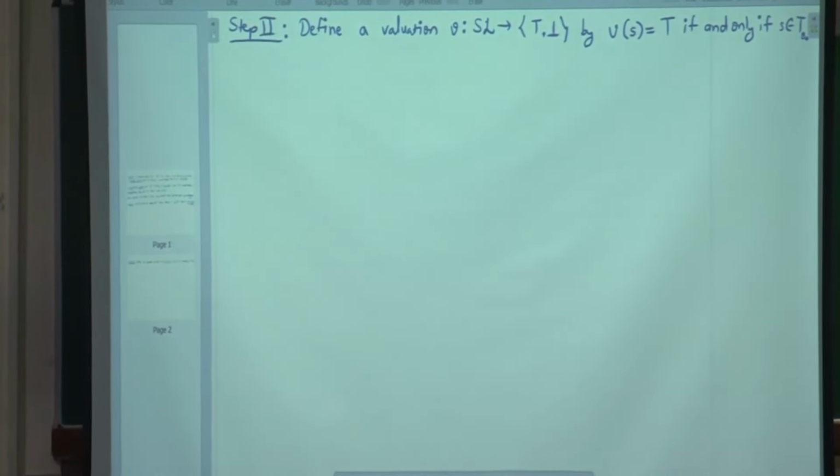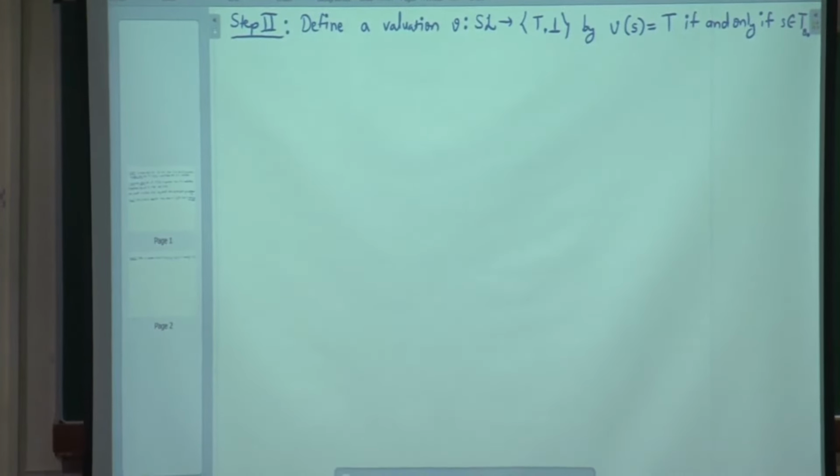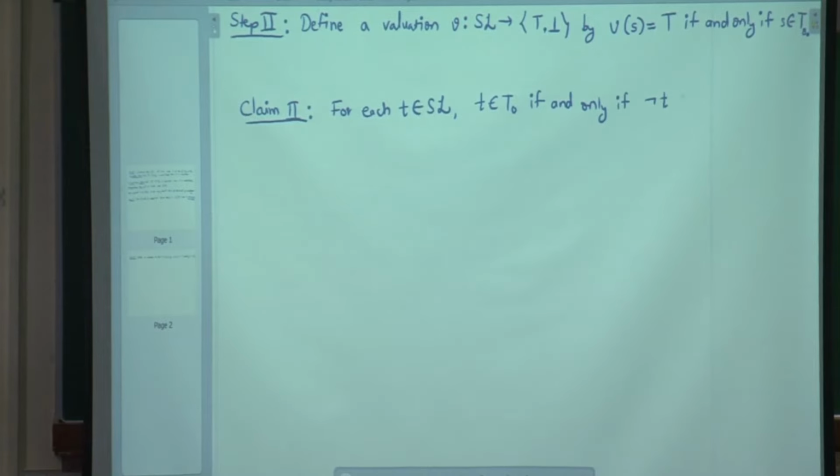Okay, so we are supposed to prove something. So let me write down a bunch of claims. So claim 1, I am going to leave some space for now. Claim 2. We are going to prove 3 claims, and after that we are done. So claim 2: for each T in SL, T belongs to T naught if and only if negation T does not belong to T naught.